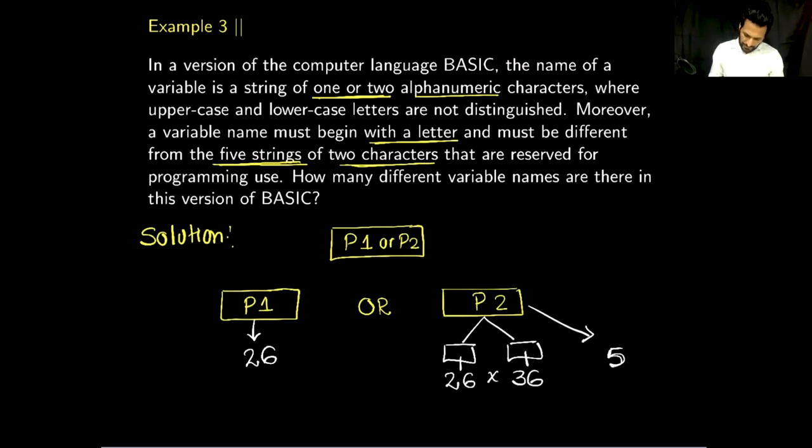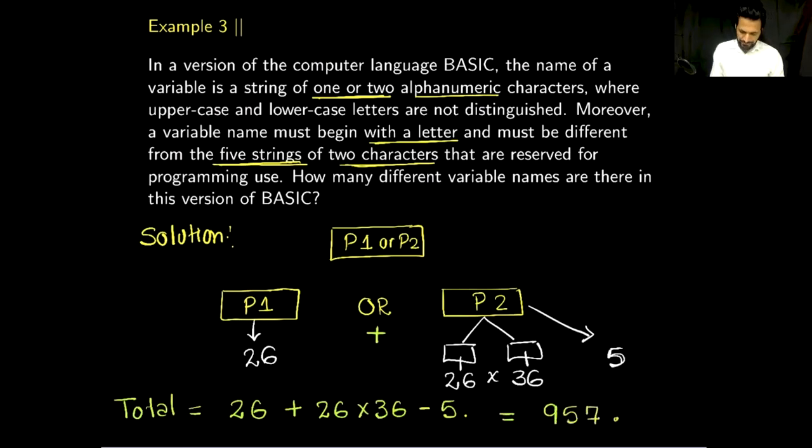So if I write down the total number of ways, the total number of strings will be 26, and this or will use the addition sign because we will use the addition rule, plus 26 times 36, and we have to subtract 5 because the 5 strings of 2 characters are reserved for programming use. If I calculate this, it is going to be 957, the total number of variable names that can be generated in this version of the BASIC computer language.